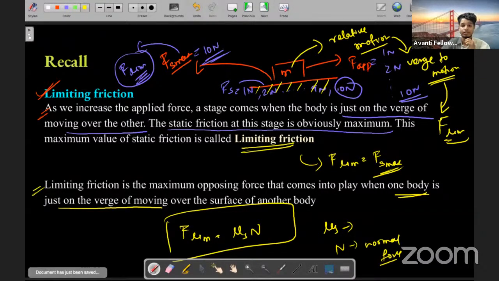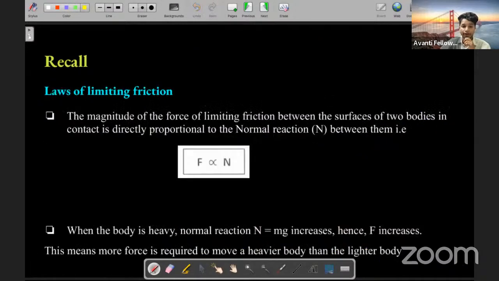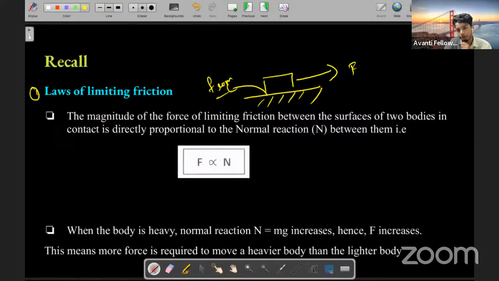Now, next. As I said, there is the law of limiting friction, which tells us what limiting friction is and what the formulas are. The magnitude of the force of limiting friction between the surfaces of two bodies in contact, that is F limiting, is, if the applied force is in this direction and the limiting friction is in this direction, directly proportional to the normal reaction. This is the normal reaction.